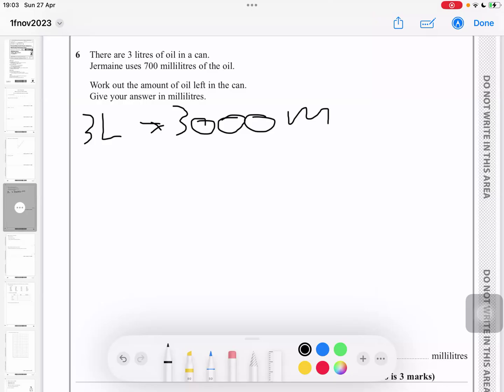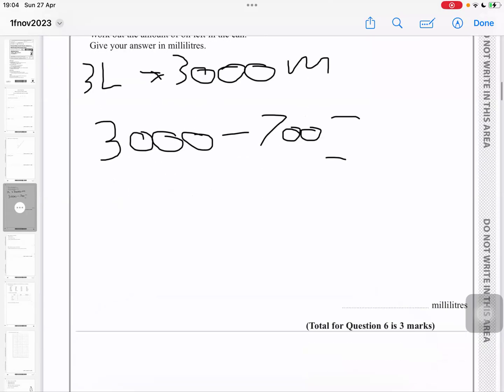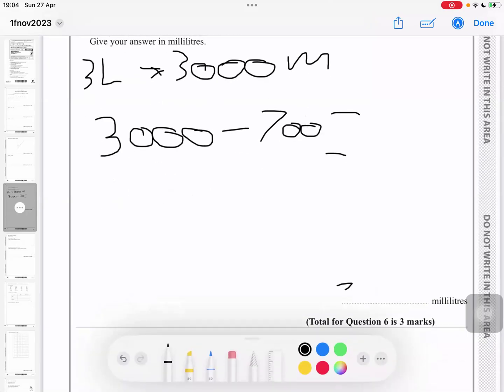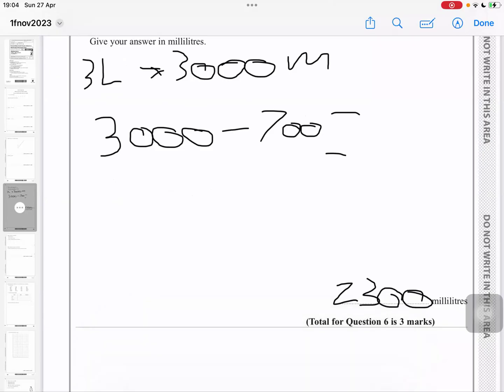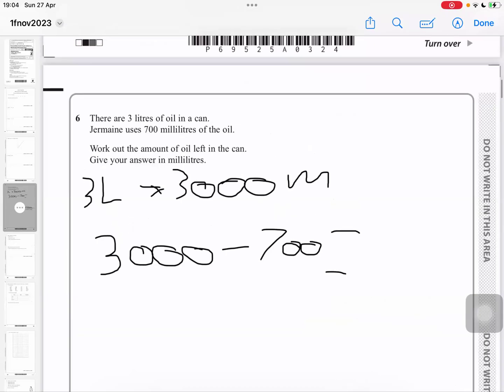Okay, so if you take out 700 from 3,000, what will be left? 3,000 minus 700. Thirty minus 7 is, yeah, 2,300 ml. Okay, that's good. All right, we can move on then.